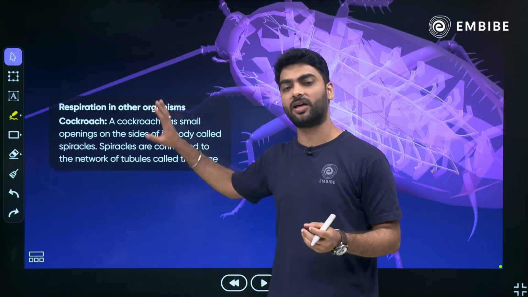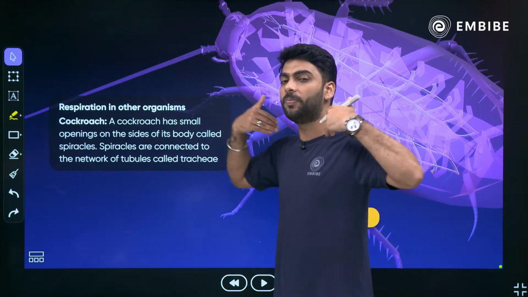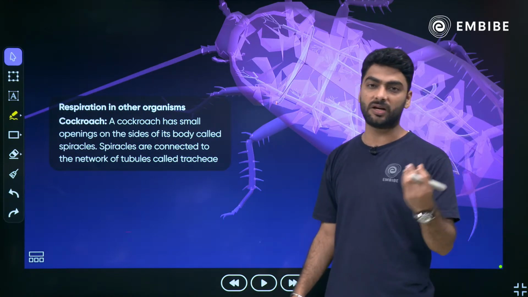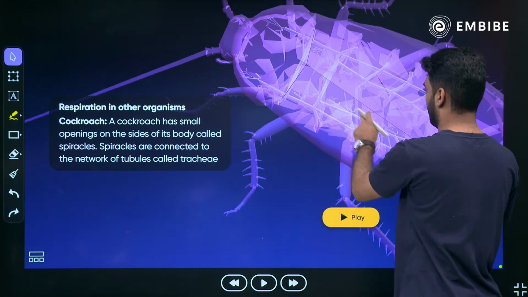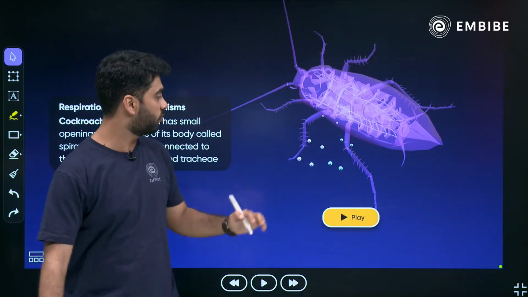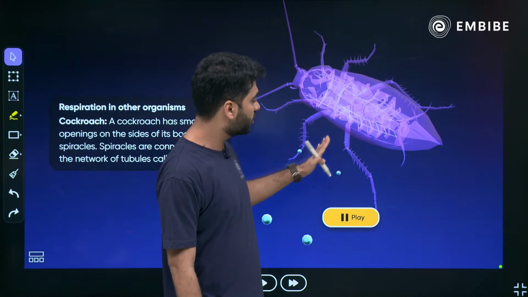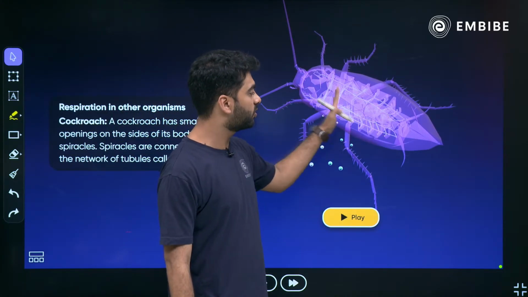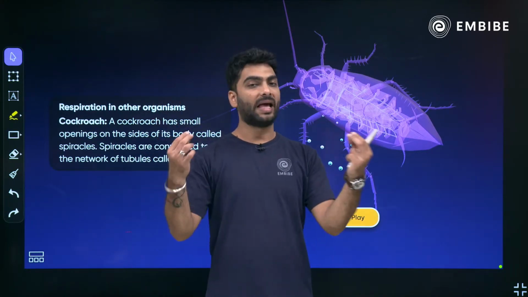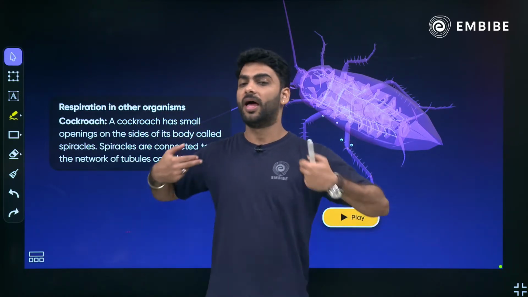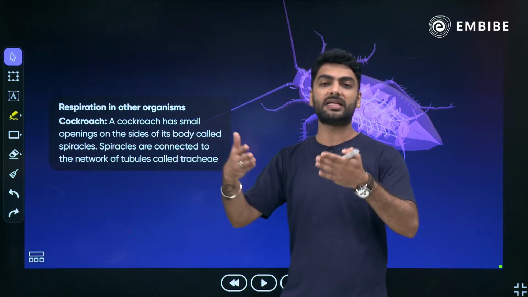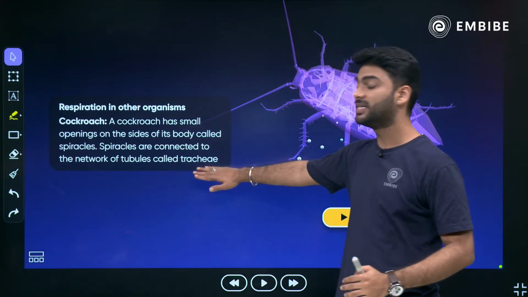So in insects like cockroach and the grasshopper, we have openings on the sides of the body called spiracles, and they are connected to a network of tubules called trachea. So I'll just show you how the cockroach carries out respiration. You can see over here how the oxygen, the air is going inside, it is moving through the trachea and it comes out through the trachea as well. So insects like cockroach and grasshopper have openings on the sides of the body called spiracles, which are connected to a network of tubules called the tracheae.